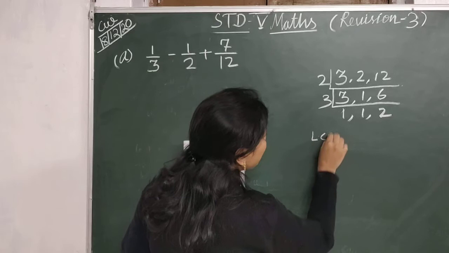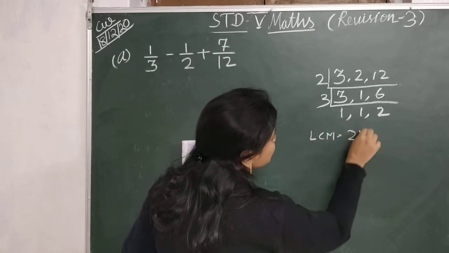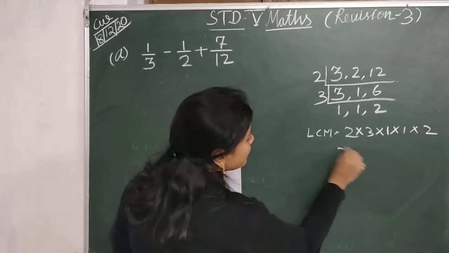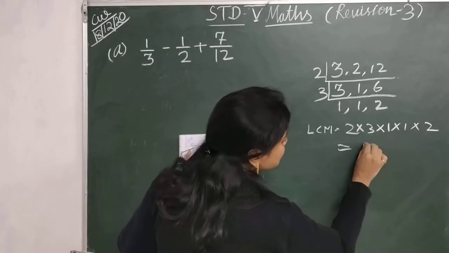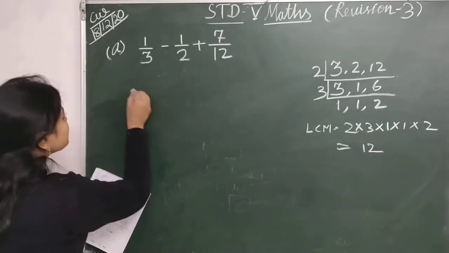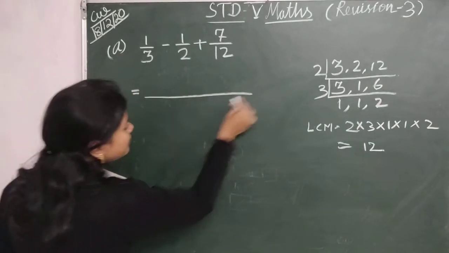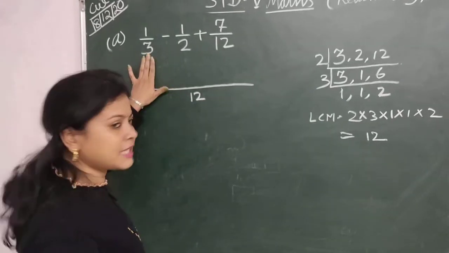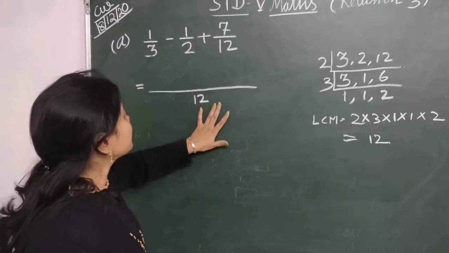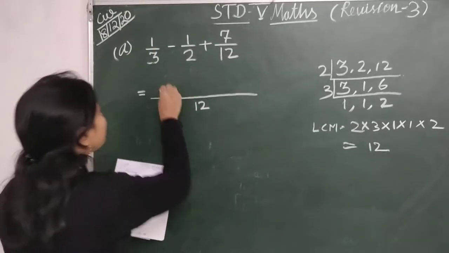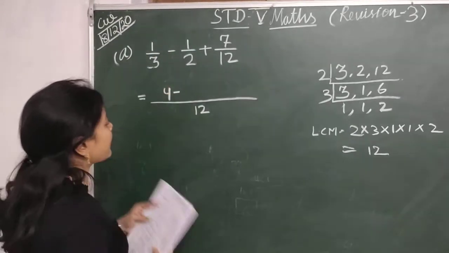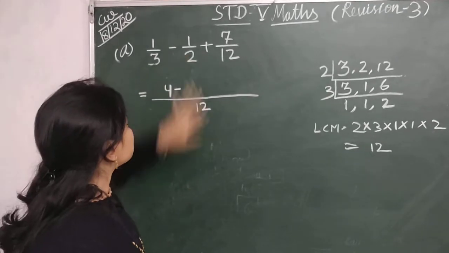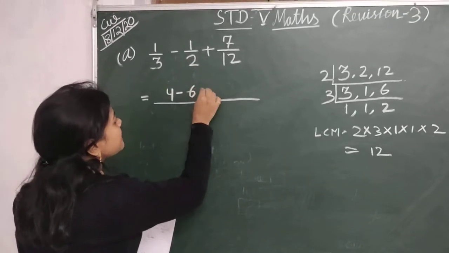Okay. So here LCM is 2 into 3 into 1 into 1 into 2. 2 threes are 6, 6 twos are 12. So here the denominator will be 12. Now I am going to divide 12 by 3. 3 fours are 12. Then 4 into 1, 4. So I will write here 4. Again divide 12 by 2. 2 sixes are 12. 6 ones are 6. So I will write here 6.